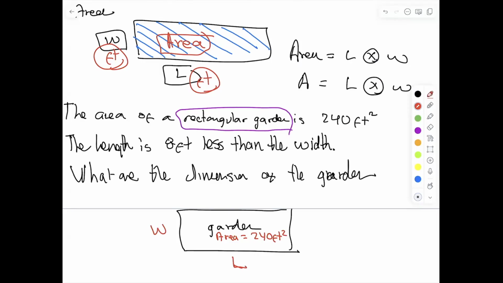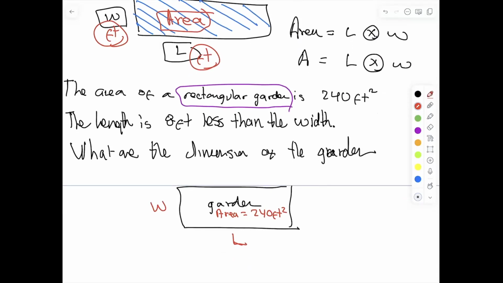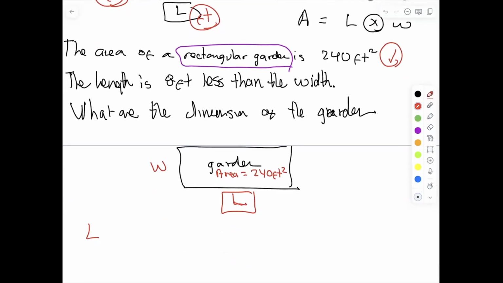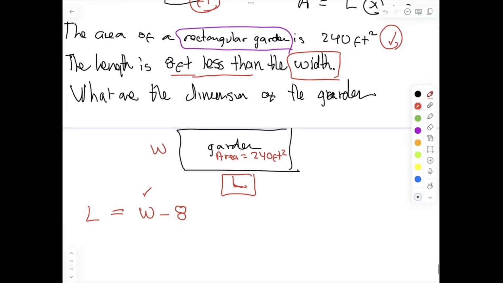All right. The length, so we already did sentence number one, right? The length, they're referring to this right here. So L is 8 feet less than W. This is the width. This is W. And it's 8 feet less than the width. So that's how we write it. And they want to know the dimensions, right? So they want to know length and width. That's what they're asking for.